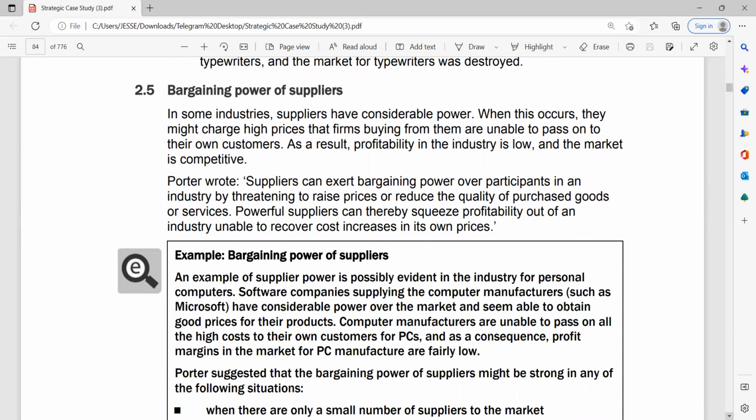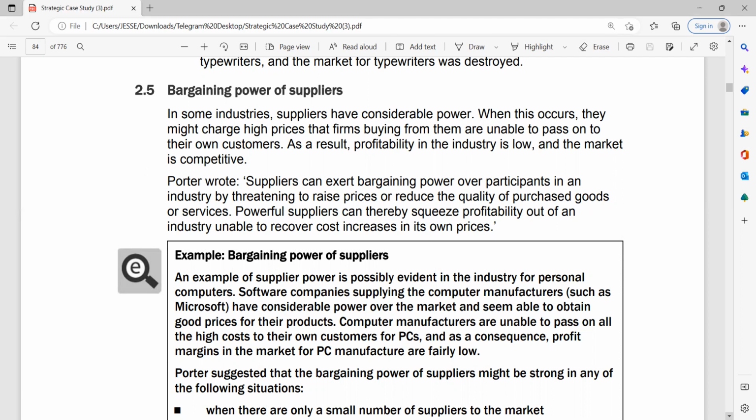So if suppliers have a lot of power, what do you think they will do? They'll charge high prices. Porter wrote about this. This is what Michael Porter said.